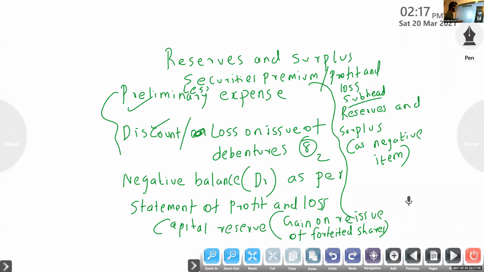So one thing, what do you mean by capital reserve or gain on reissue of forfeited shares? Sometimes, rarely, they will give capital reserve. Otherwise, gain on reissue of forfeited shares.